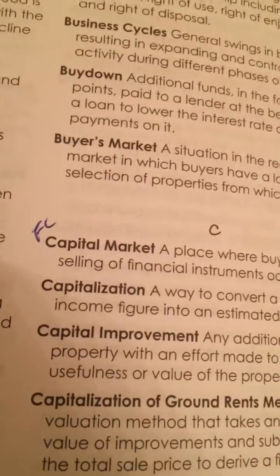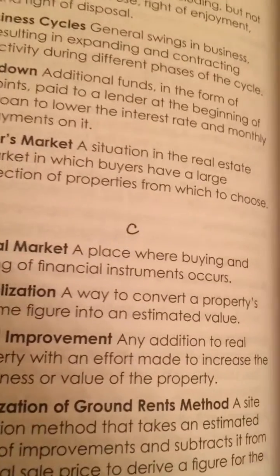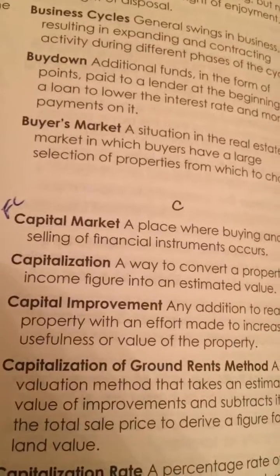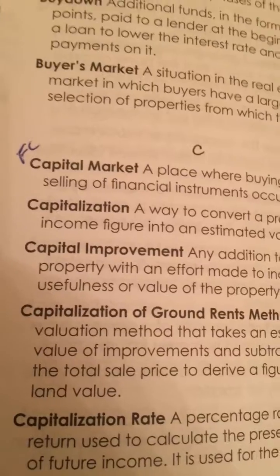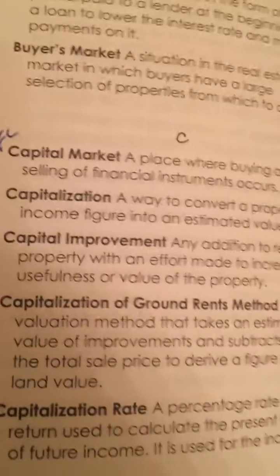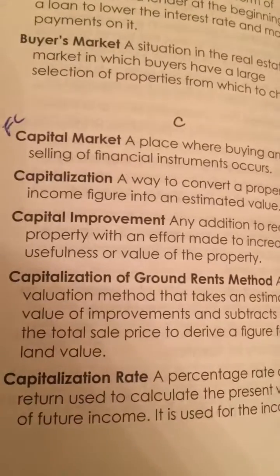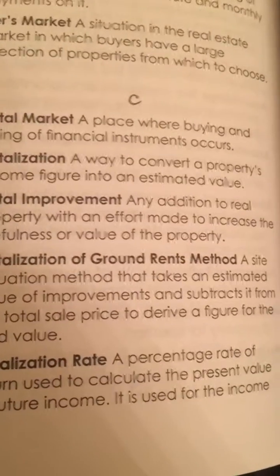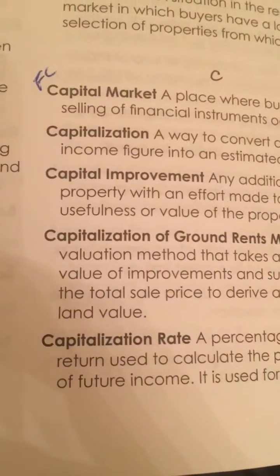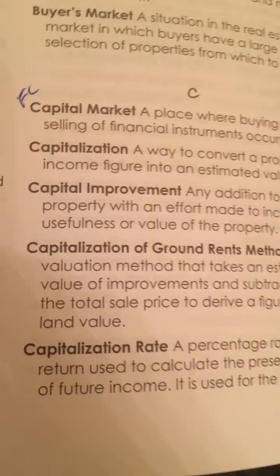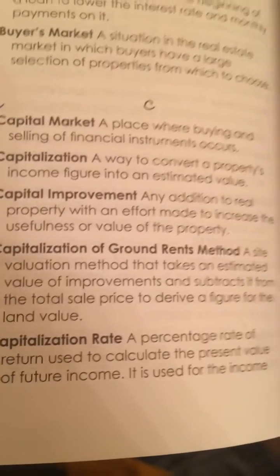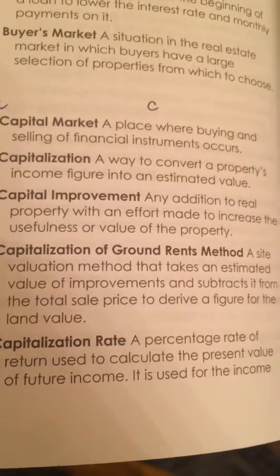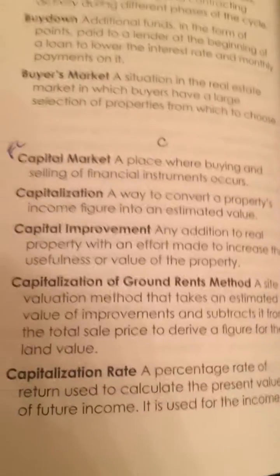C. Capital market. A place where buying and selling of financial instruments occurs. Capitalization. A way to convert a property's income figure into an estimated value. Capital improvement. Any addition to real property with an effort made to increase the usefulness or value of the property.